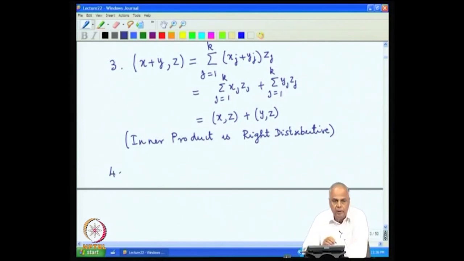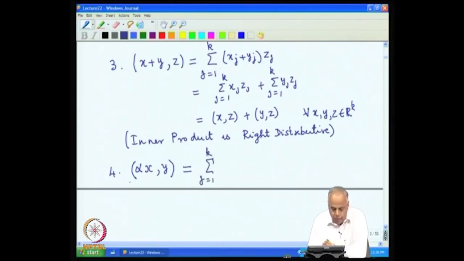Next, we will see the effect of this inner product on scalar multiplication. This is true for any vectors x, y, z in R^k. Next, we look at the effect of inner product on scalar multiplication. So, we take a vector x and a scalar alpha and then take its inner product with a vector y. What is this equal to?